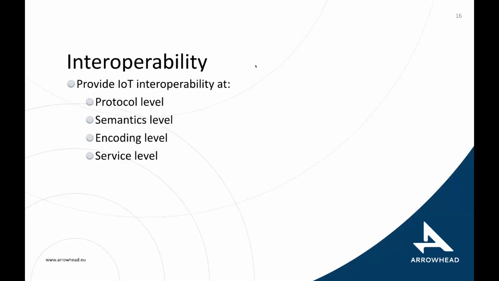We need interoperability within these local clouds. We need interoperability at protocol level, data semantics, the encoding, and at the service level. But the big trouble here is the semantics. All the others can today be handled by machines, and the Arrowhead Framework is one of the pioneers in actually providing protocol translation and SOA protocol translations.